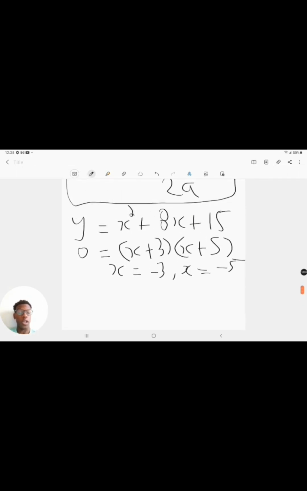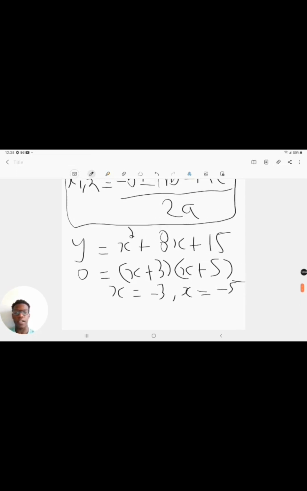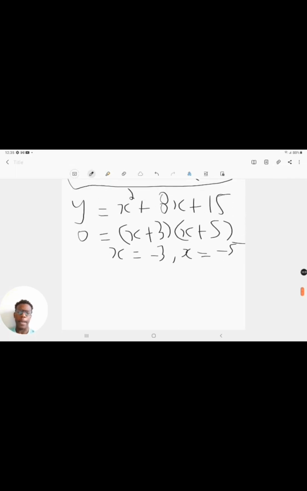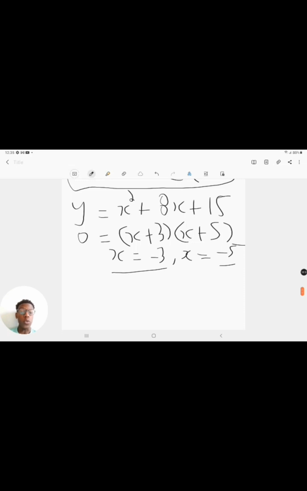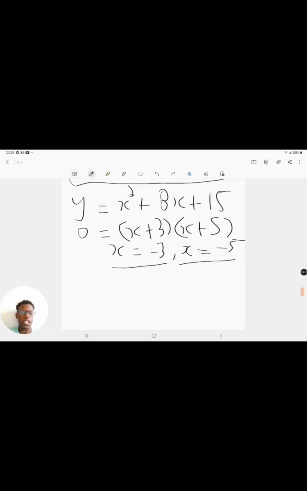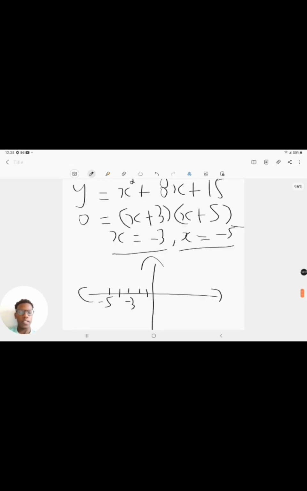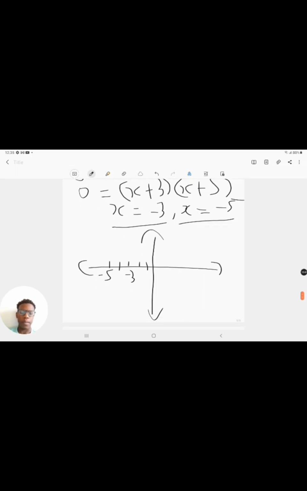You can look at a separate video on how to find x-intercepts of the quadratic function equations that I prepared earlier on. So these are my x-intercepts, these are my roots for this equation. What does that mean? If I were to sketch this equation very quickly, I would have my Cartesian plane, then -5 there, then -3 here, and 15 is my y-intercept.